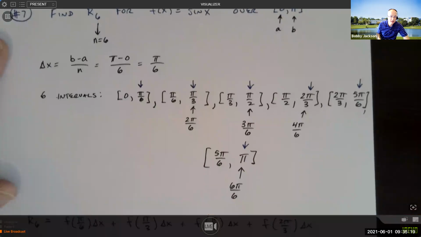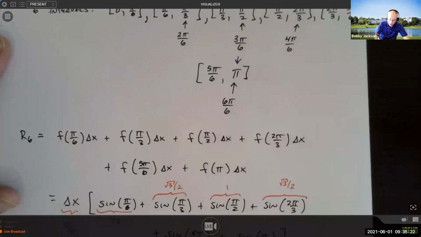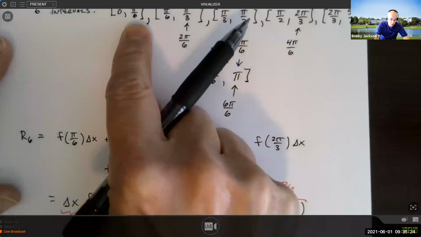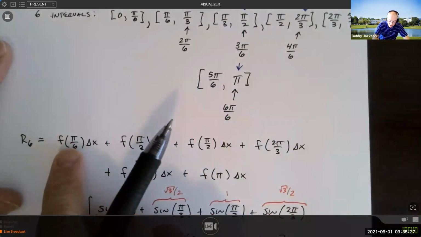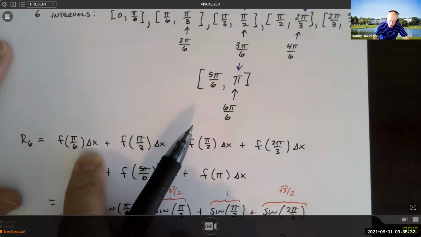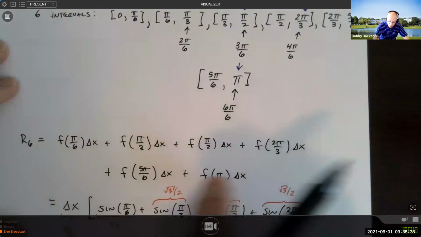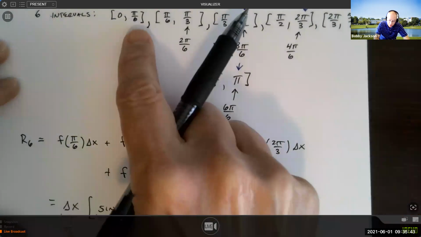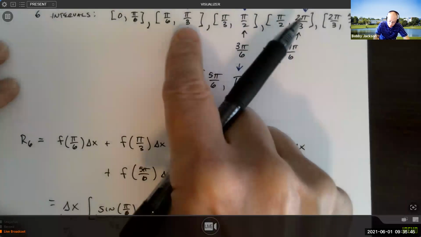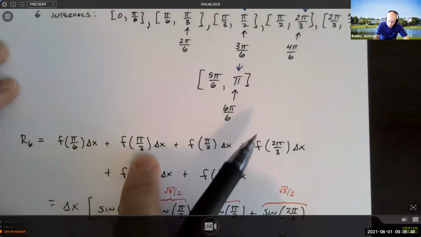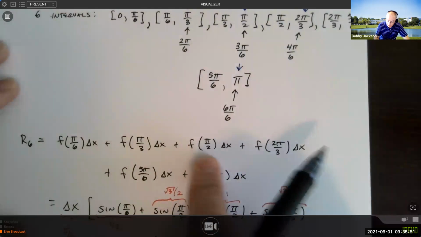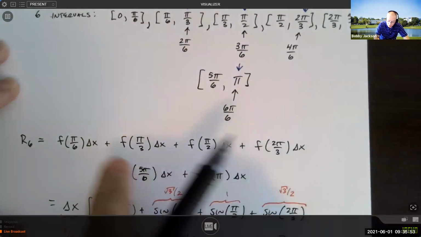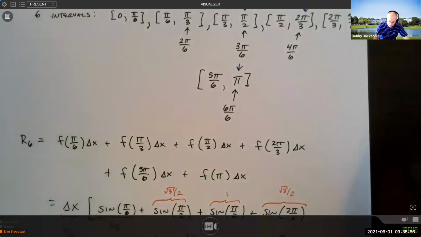So what does R6 look like? It's the area of each rectangle. For this first interval, we use the right-hand endpoint pi over 6, so the height of that rectangle is f of pi over 6 times the width, which is delta x. Remember, delta x is the same for each one, so delta x is the width for each of these rectangles, but the height's going to vary. For the second interval, I'll use pi over 3, f of pi over 3. To get the height, f of pi over 2, f of 2 pi over 3, and so on. So 1, 2, 3, 4, 5, 6, we get those 6 rectangles.